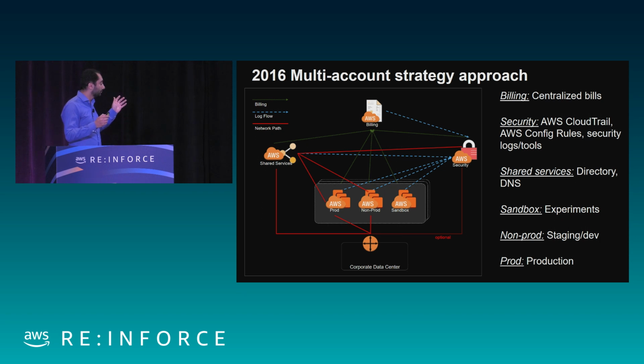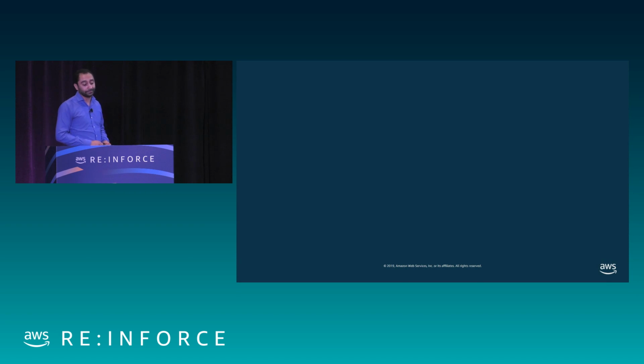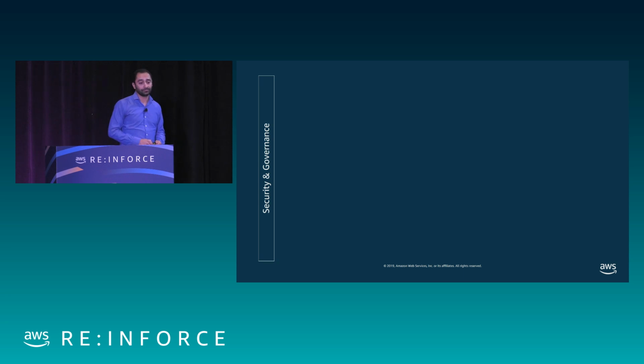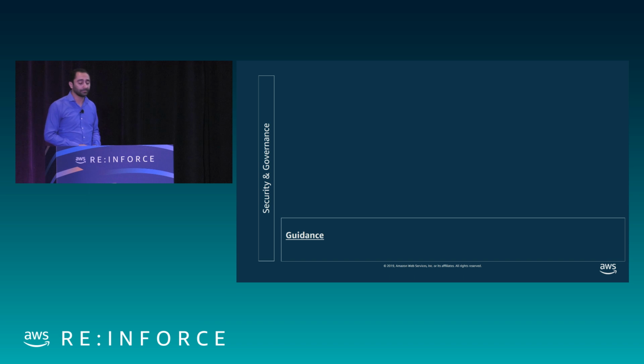So here's where we are today. We started out with the security and governance approach. Everything you see in multi-account strategy was done with a group of security experts within AWS that have worked with a number of customers to come out with what makes sense as a pattern. So we decided to give out guidance. And we started that back in 2015, 2016.